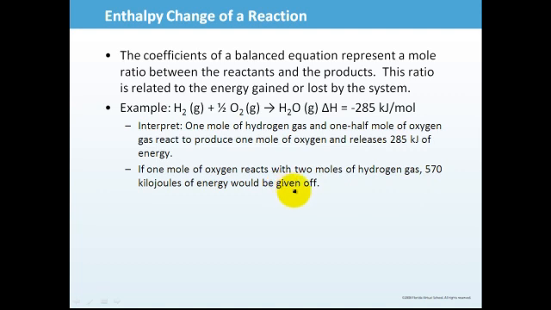Okay, so let's again do another one here. Let's say the problem tells us that we have 4 moles of hydrogen. All right. Again, based on our balanced equation, we see that 1 mole of hydrogen gives off 285 kilojoules.